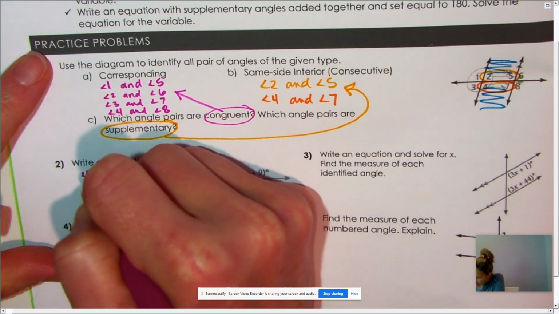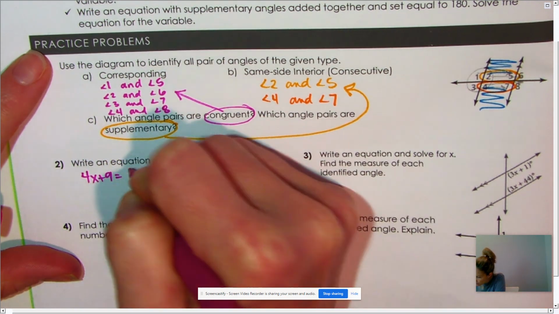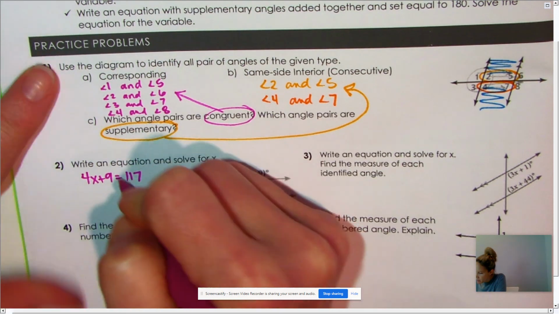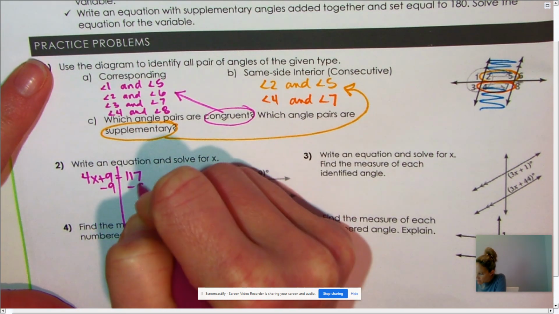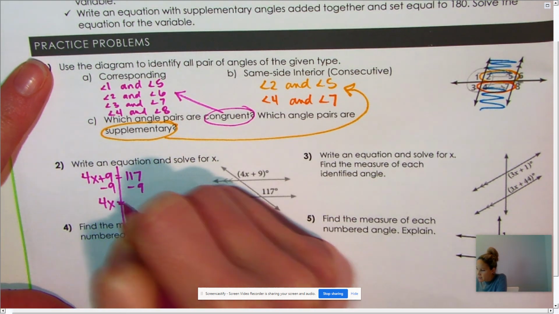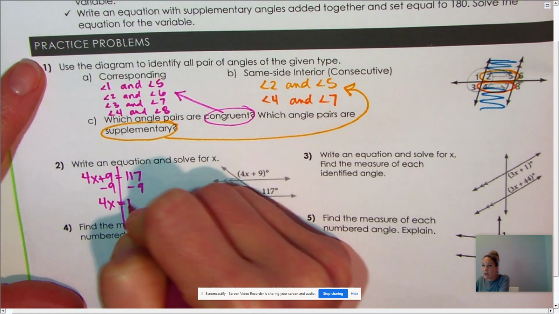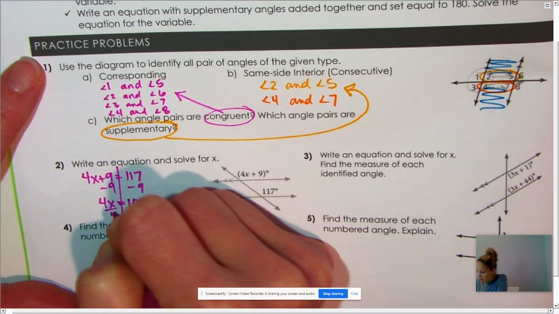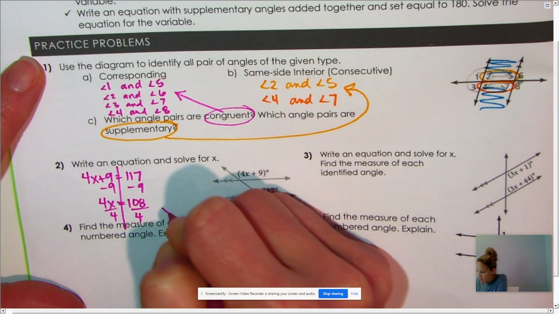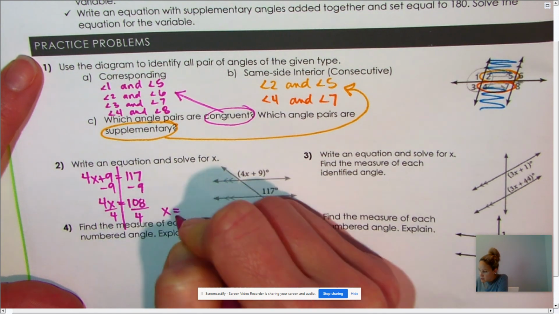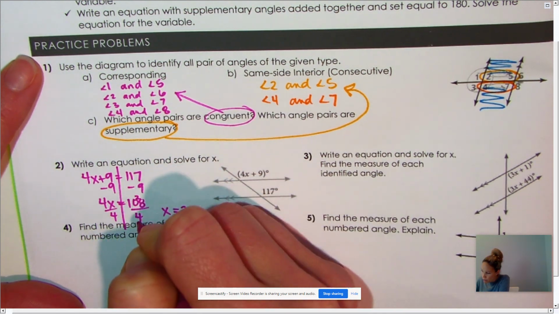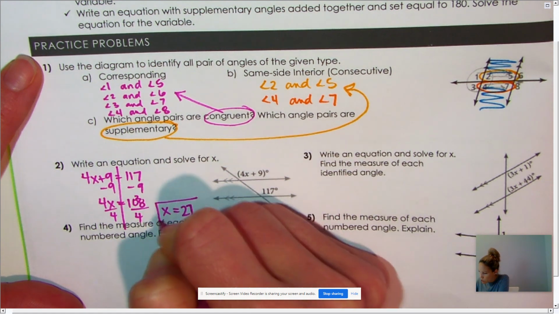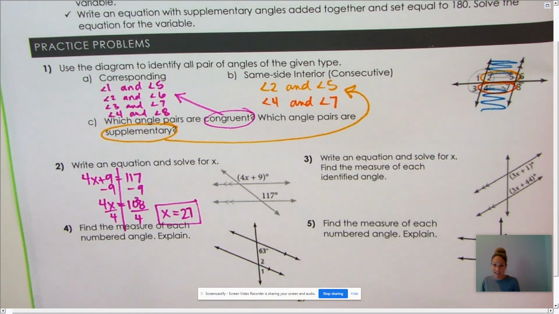So 4x plus 9 is equal to 117 degrees. So I'm going to subtract 9 on both sides. So I have 4x is equal to 108. I'm going to divide by 4 on both sides. And so I get x equals... 4 goes into 10 twice, with 2 left over, 4 goes into 28 7 times. So short division, we get x equals 27.